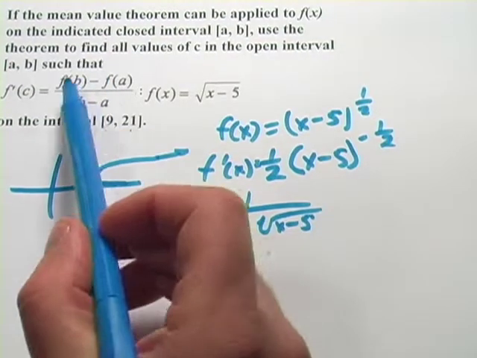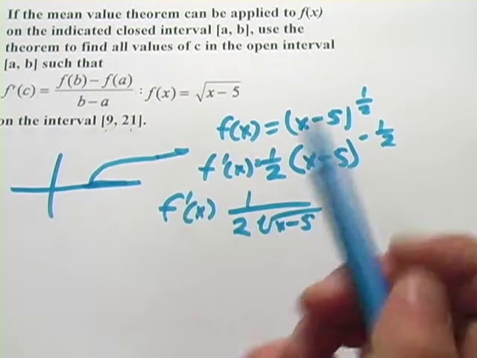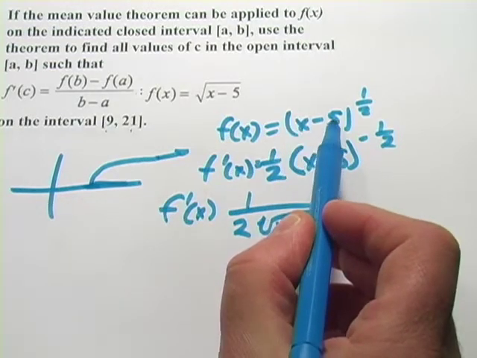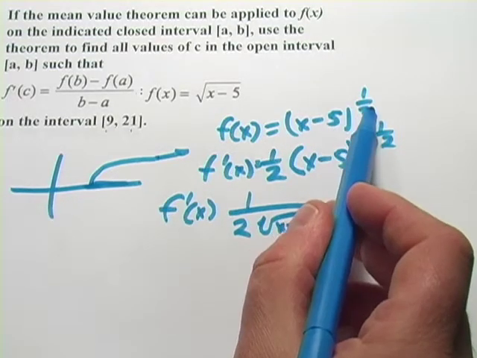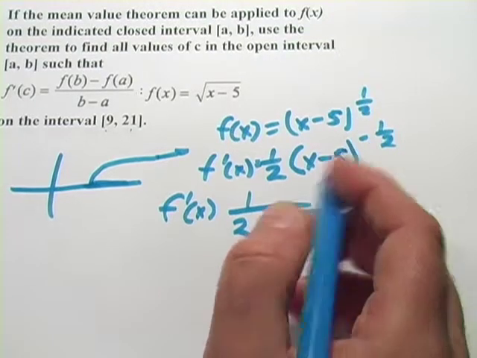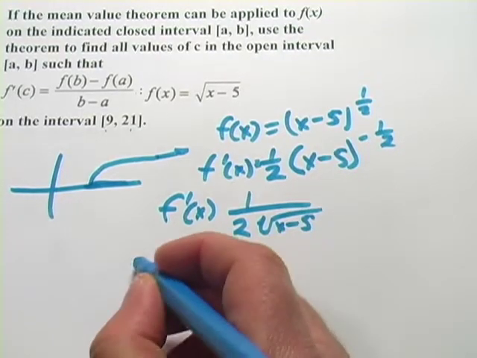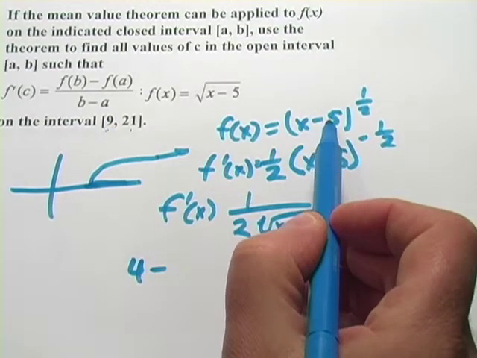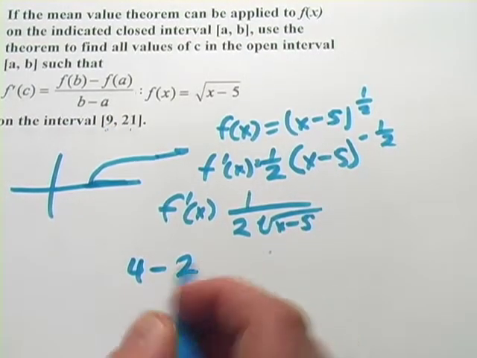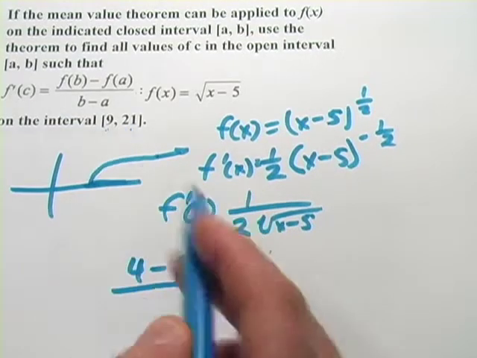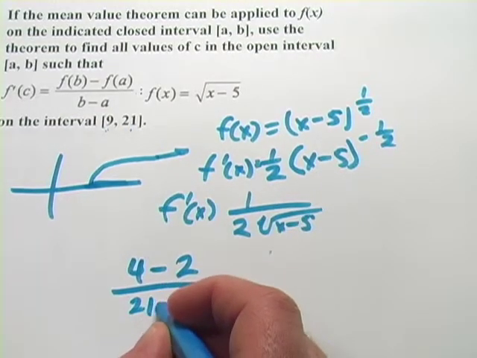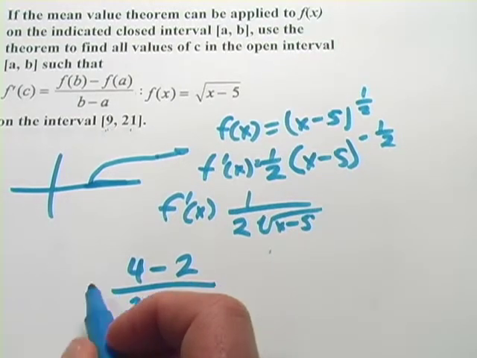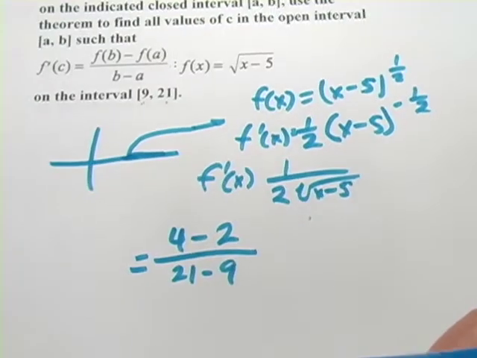Now let's set up our slope formula here. We've got f of b, so we're going to plug 21 into this formula. So 21 minus 5 is 16. Take the square root of that, and we get 4. So f of b is 4. F of a, we're going to plug in 9. 9 minus 5 is 4. Take the square root of that, it's 2. So we get 4 minus 2. And now b minus a on the bottom, so that's 21 minus 9. And we're going to set our derivative equal to that.